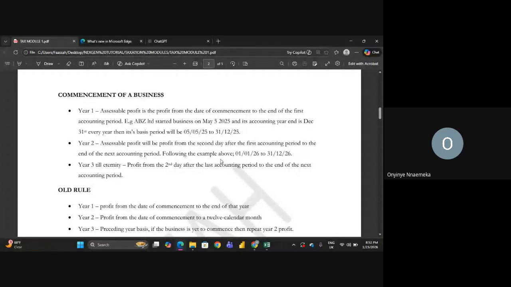When we talk about the old rule, I will tell you why there are gaps and overlapping in the old rule. A gap means that there will be a period of time that the profit made within that period would not be taxed. And there will be a period of time that the profit made within that period will be taxed more than once. That's overlapping. So this new rule has come to change everything so that there's no gap and there'll be no overlapping.